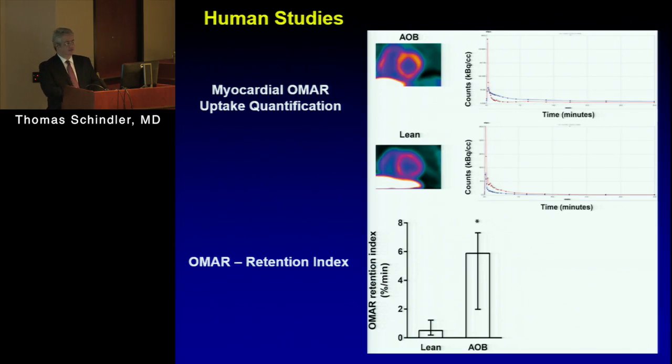Then we translated it into humans, and you see that here we have a lean person, unfortunately also high liver uptake, but you see there's this homogeneous signal, but it's much weaker than in advanced obesity with body mass index more than 38. And you see the response curve is higher in the obese than in the lean control. And when we quantify the retention index in percent per minute, you see lean is about 0.8, and in obesity goes strikingly up to nearly 6 in the mean. So in obesity, you have a high uptake, or increase in CB1 receptor expression.